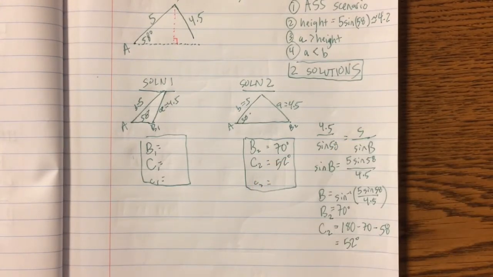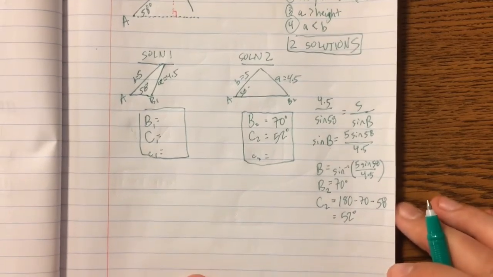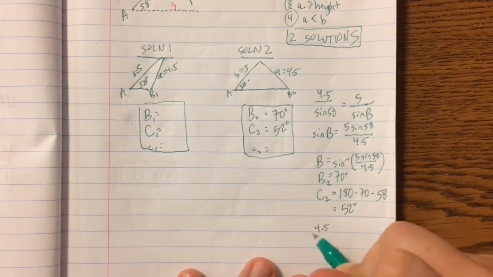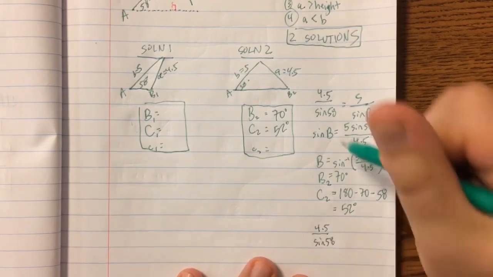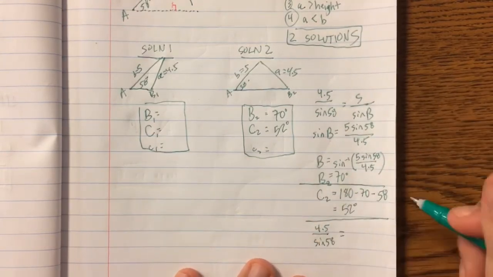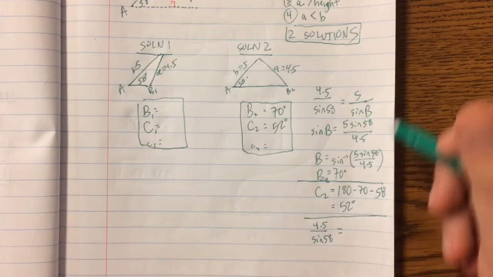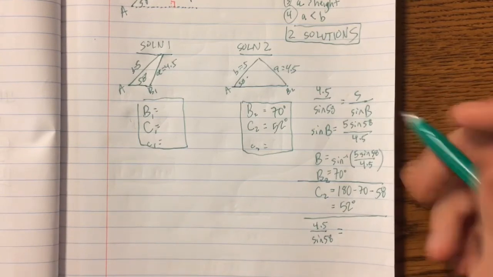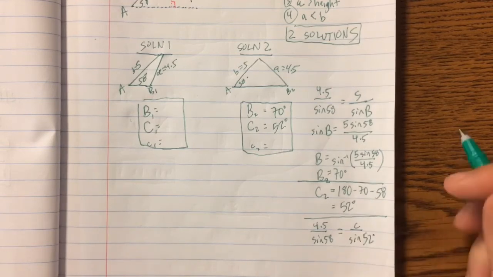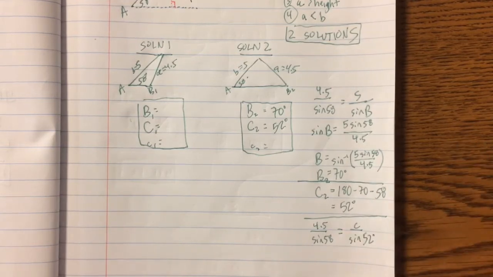How am I going to find that last side? Use law of sines again. Yeah. Use law of sines again to get that last side. So let's knock that out. 4.5 over sine of 58 equals c over sine of 52. Now this is going to be a rounded answer, so this c might be a little off, but it's not that big a deal.